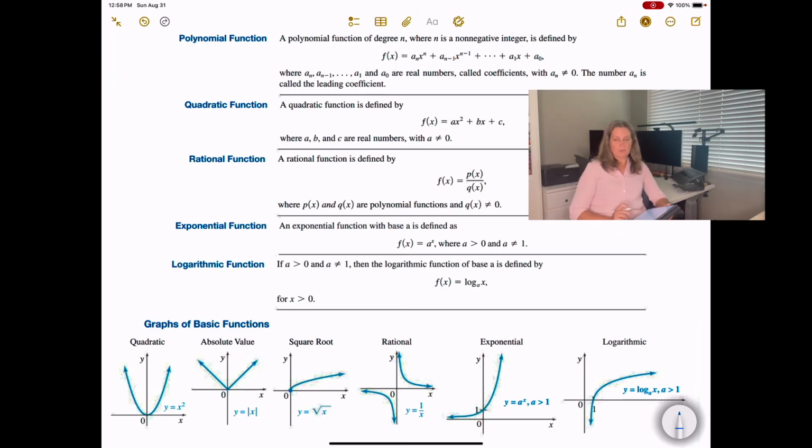Another very important function to be able to recognize and work with is an exponential function. Exponential function has always the same shape. It's a base constant a raised to exponent x, where x is a variable. A constant can be any positive number not equal to 1.